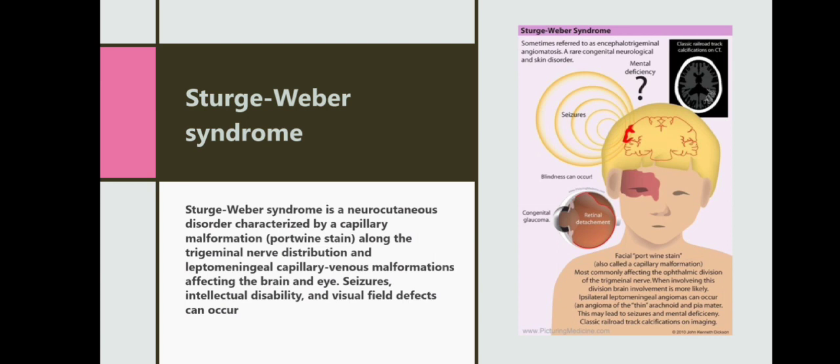As a conclusion and take-home message, as seen in this picture, the patient can present with seizure, port wine stain, visual field defect, and intellectual disability, and have characteristic features on MRI. Sturge-Weber syndrome is a neurocutaneous disorder, with capillary manifestation of port wine stain along the trigeminal nerve distribution and leptomeningeal capillary venous manifestation affecting the brain and eye, and seizure, intellectual disability, and visual field defect can occur. Thank you.